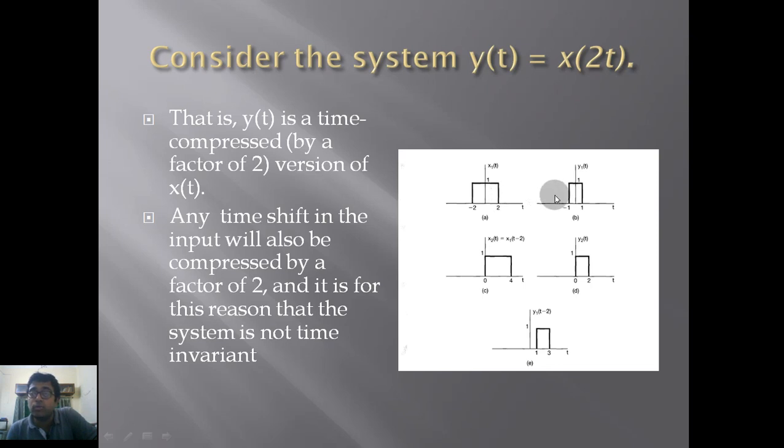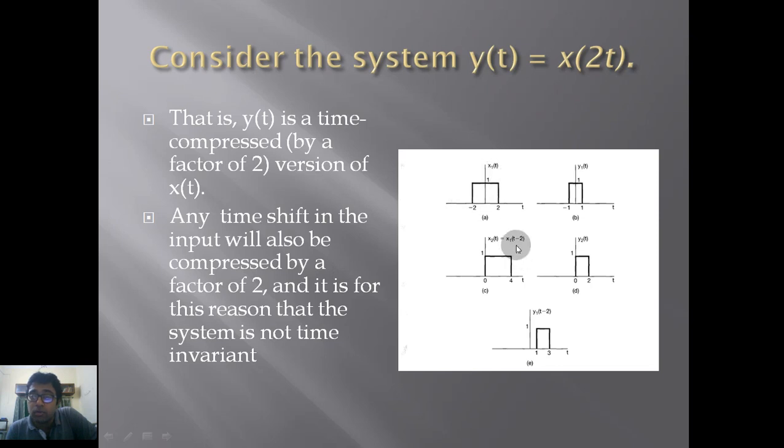The signal that we get at the output part is this. It's a time scaled version of the input, because the system has been defined with this mathematical representation, where the time scaling of x of t is the output of the system. So this is the output signal. Now, this is the input signal that we have already known. Any time shift in the input will also be compressed by a factor of 2.